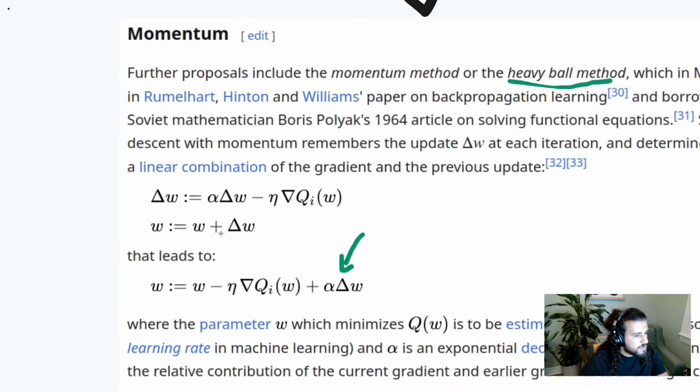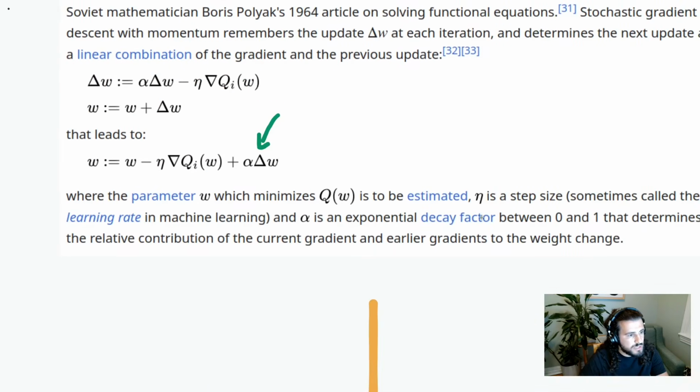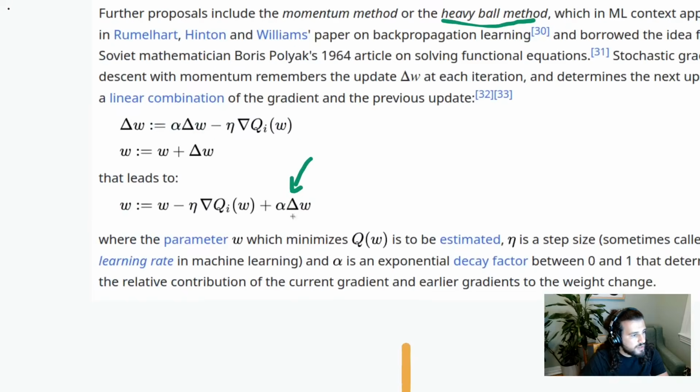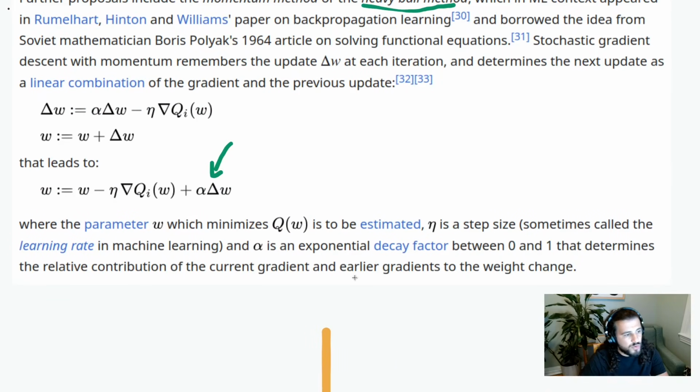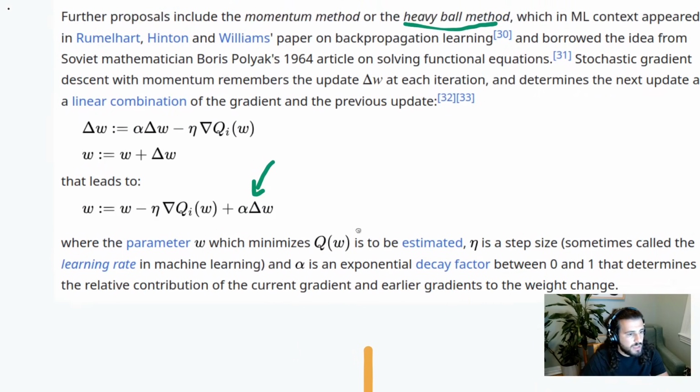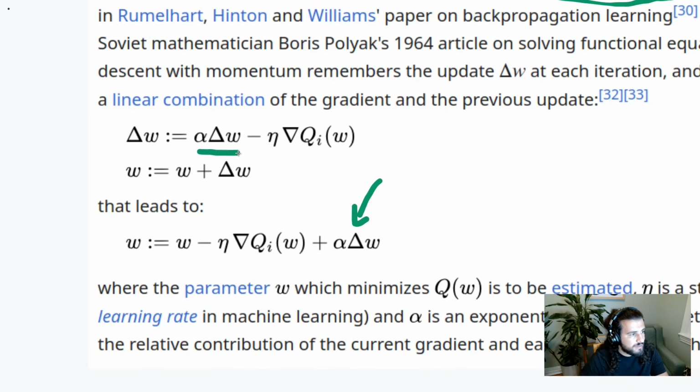And you have this new parameter, which is alpha, an exponential decay factor between 0 and 1 that will determine the relative contribution of the current gradient and earlier gradients to the weight change. So this alpha will tell you how much you should take into consideration the past versus the present. If this is very heavy, you're going to have a lot of momentum in the previous direction, which will make it hard to course correct. But if it's very light, you will have some impact, but not that much.